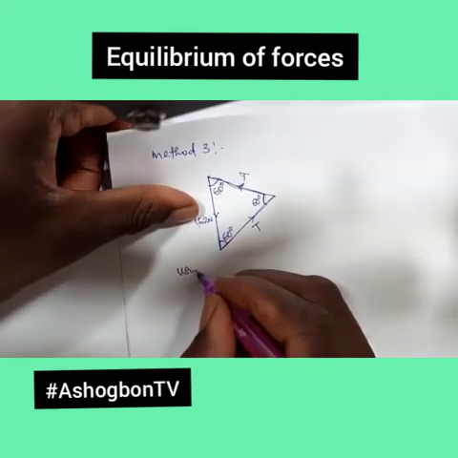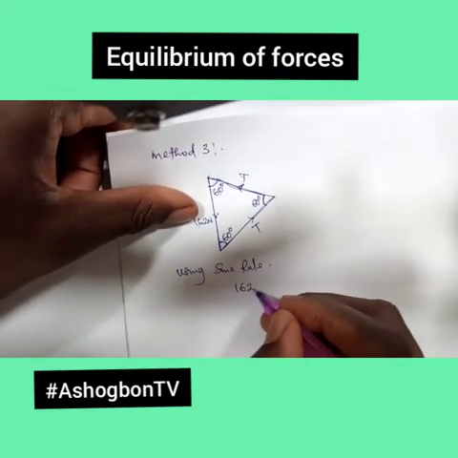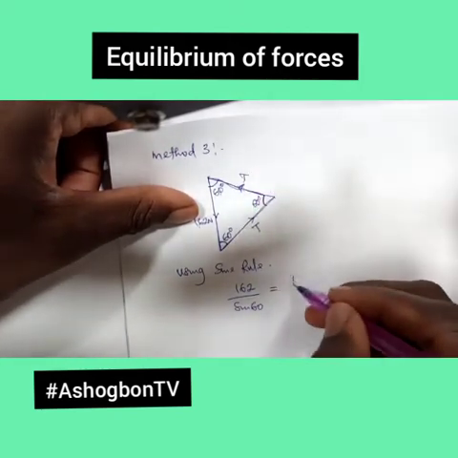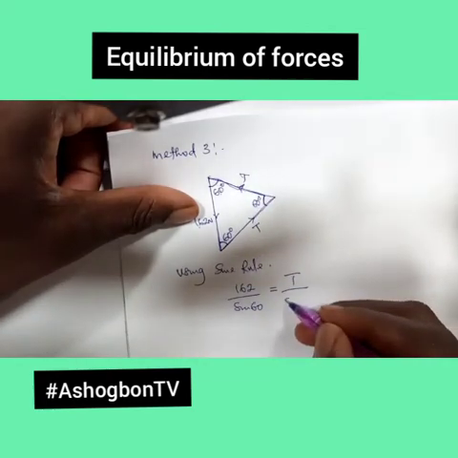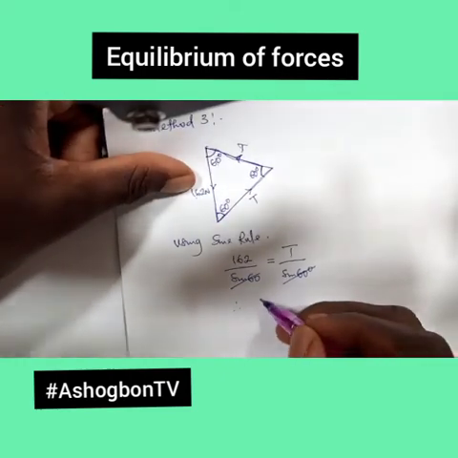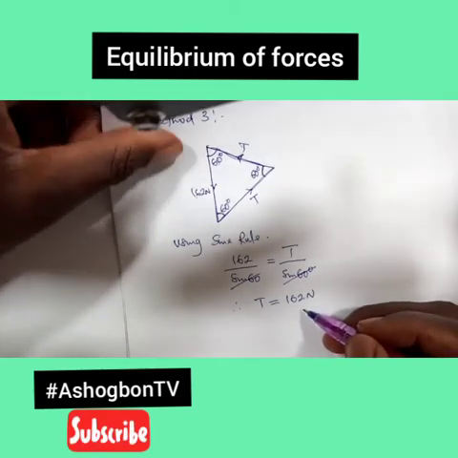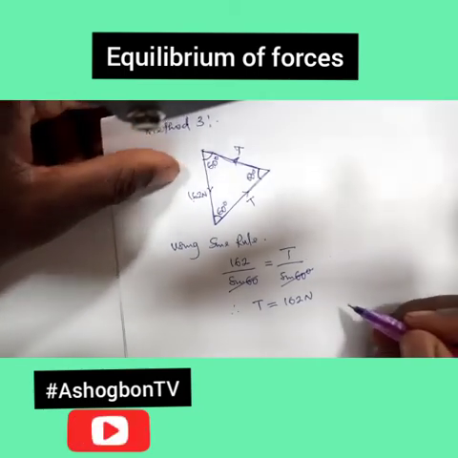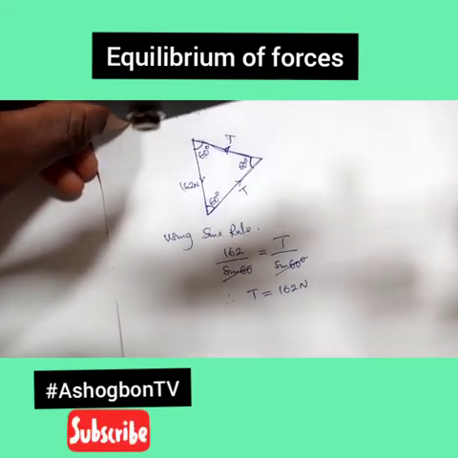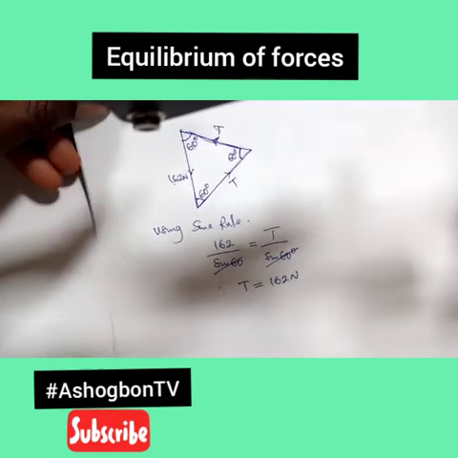So using sine rule, you have 162 over sine 60 degrees, which will be equal to the tension over sine 60 degrees, since the tension is also directly opposite 60 degrees. If you check very well, this will cancel this, and you will still have your tension to be 162 Newton. Even if you have to solve for the next one here, you will still get the same answer. And that tells you that the three methods are giving us the same answer. If you do it correctly, you will get the same answer. Thank you.